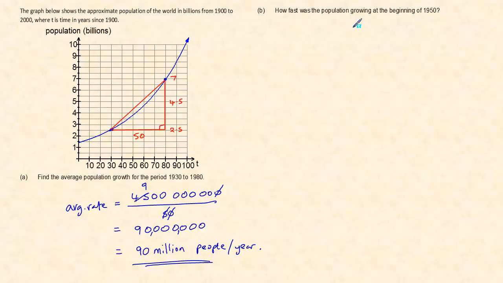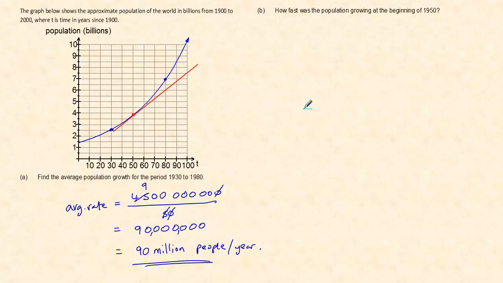How fast was the population growing at the beginning of 1950? So here we want an instantaneous rate. Might be an idea just to clear up the graph, so let's just delete what we've done so far. And 1950 is just here. So we want to try and draw a tangent to that, and the only way we can really do that is draw a tangent by eye. So something like that seems to just touch the curve there.